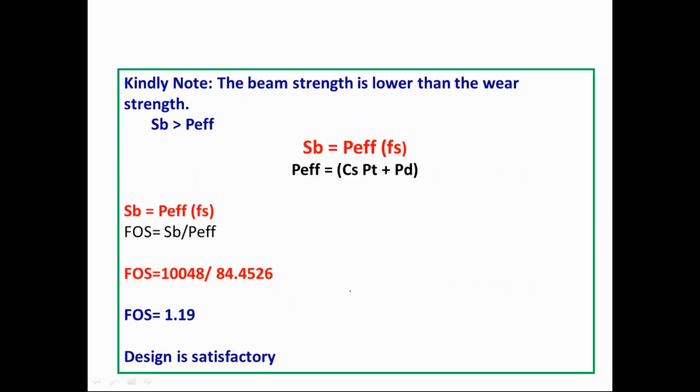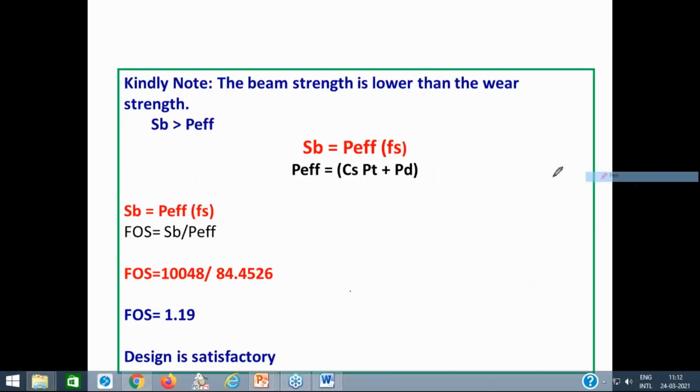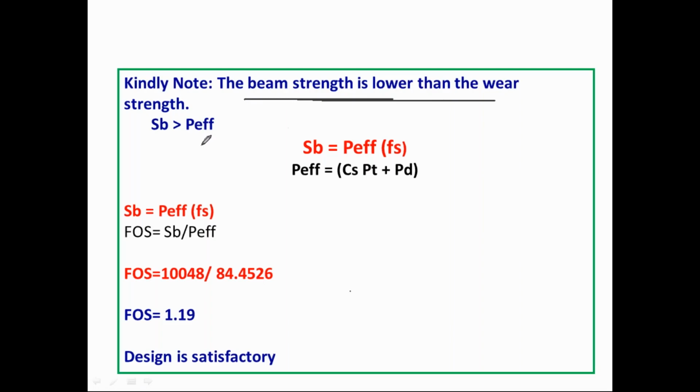For SB and SW. But in this problem, as mentioned earlier, beam strength is lower than the wear strength. So don't check for wear, just check for whichever is lower, the SB. Beam strength is lower, 10,000 something. The SB is greater than P effective. The P effective is equal to, what is the relation for dynamic load? Buckingham, CSPT plus PD. SB equal to P effective into FOS.